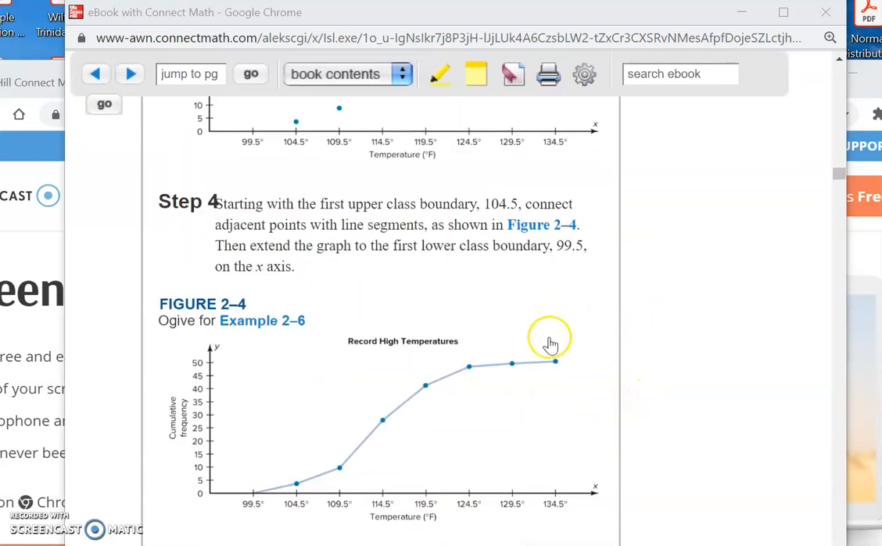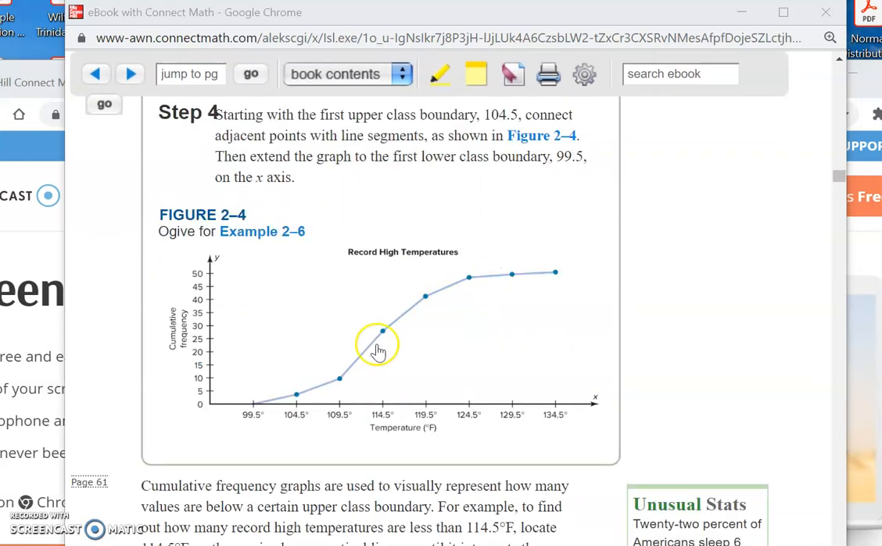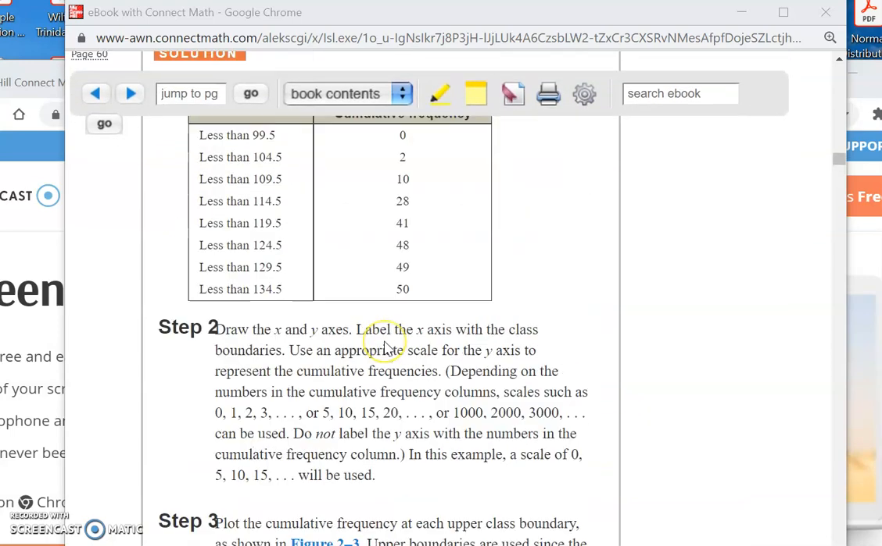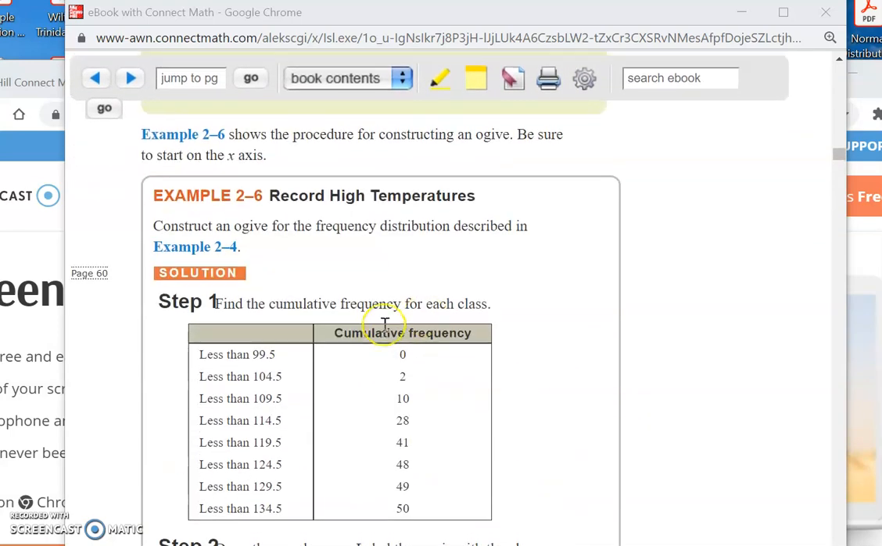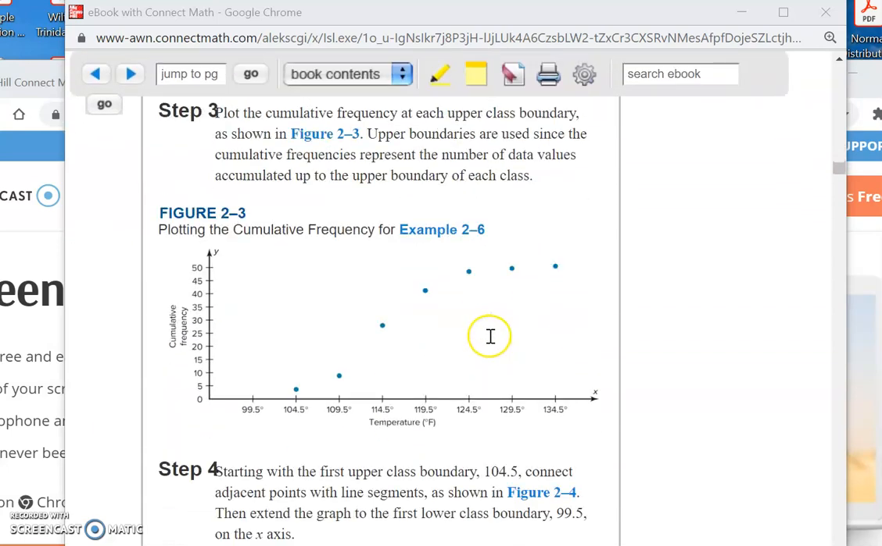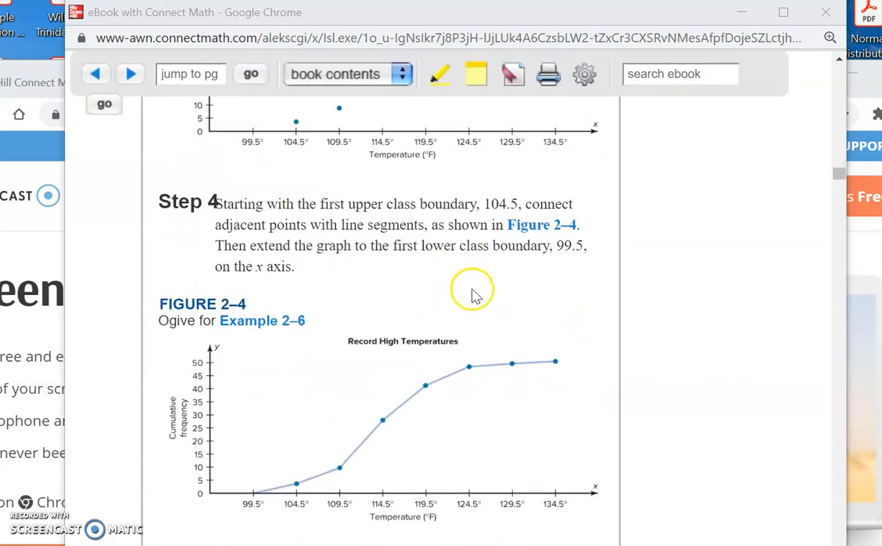So it kind of walks you through it, and then you can also do it with an ogive. Yeah, the ogive is a graph. Okay, so this is the ogive. So you plot the points, here are the points that you plot, and then you connect them with the line segments.